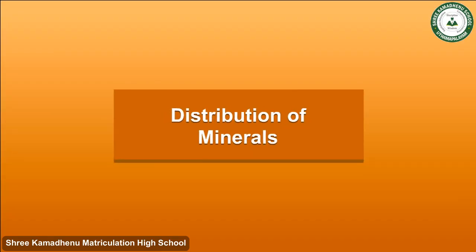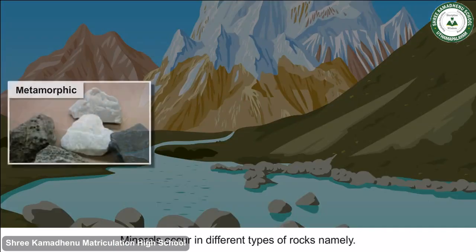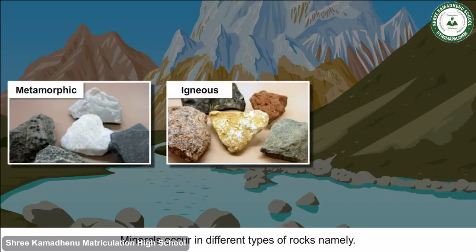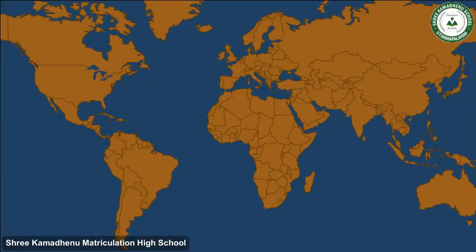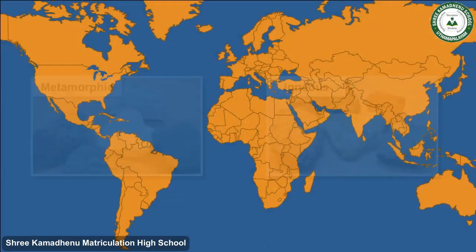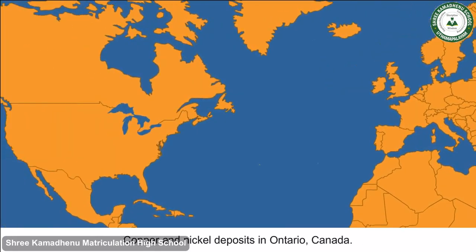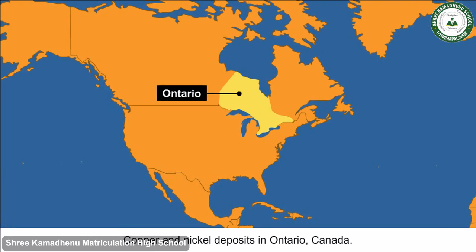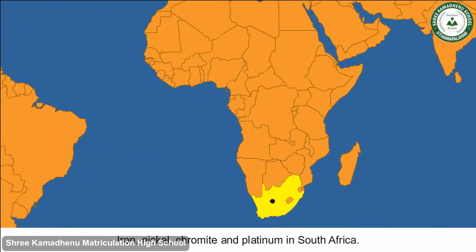Distribution of minerals. Minerals occur in different types of rocks, namely metamorphic rocks, igneous rocks, sedimentary rocks. Examples of minerals found in igneous and metamorphic rocks: iron ore in North Sweden, copper and nickel deposits in Ontario, Canada, iron, nickel, chromite, and platinum in South Africa.